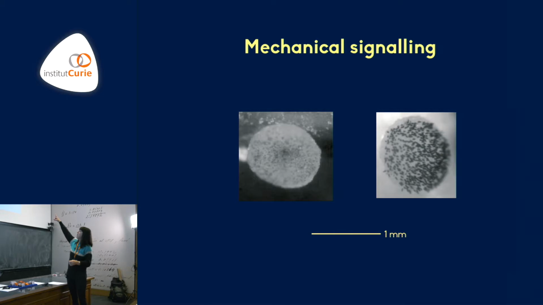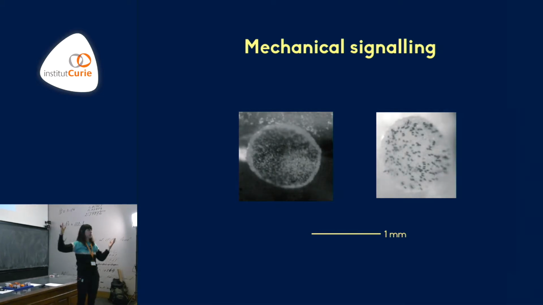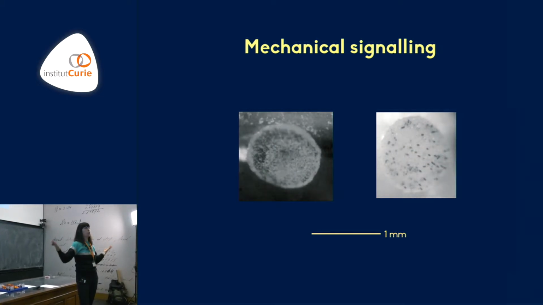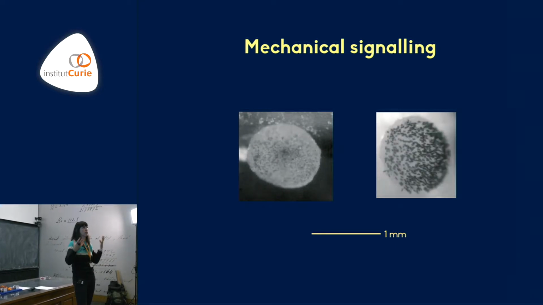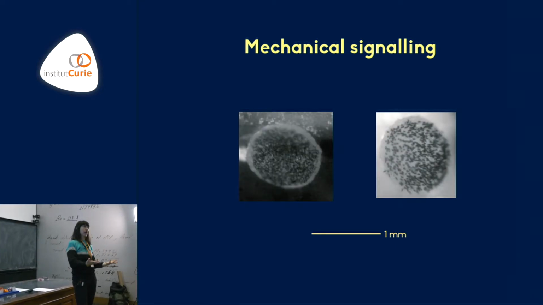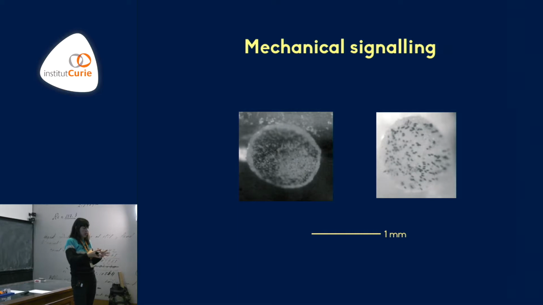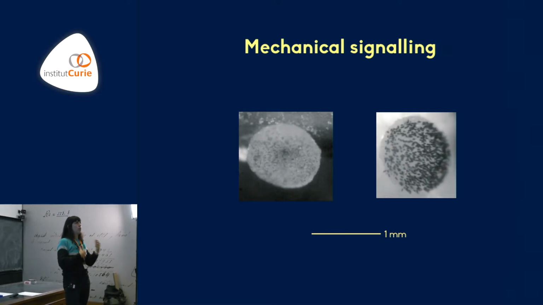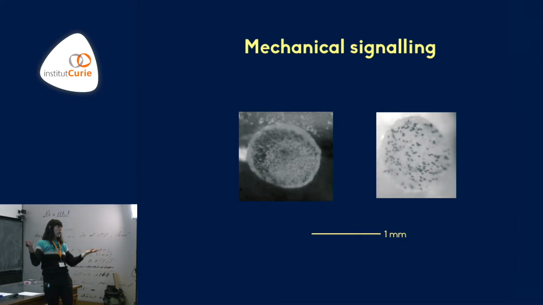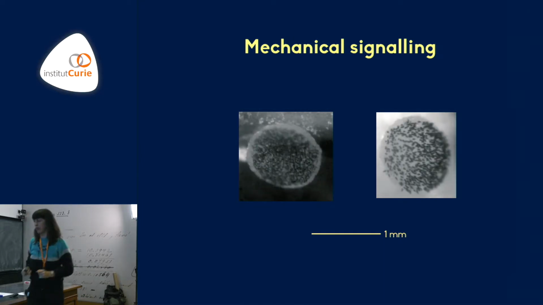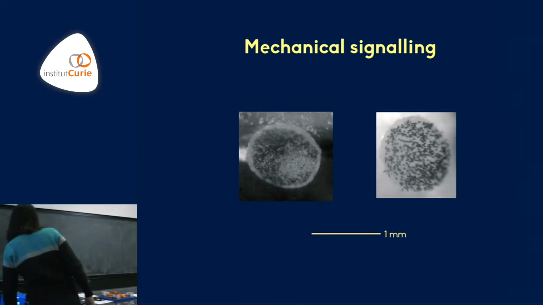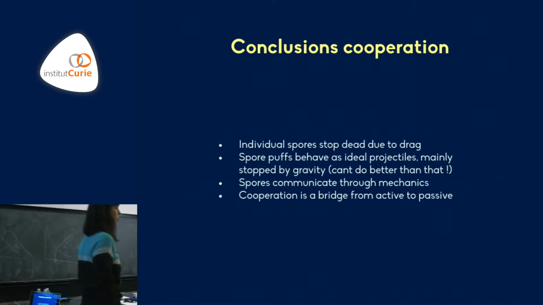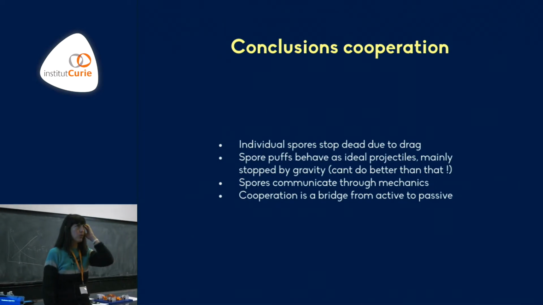Sometimes the wave is not there. So this is something that we're working on. What drives this wave or this communication? We think it's mechanics, because you see the fruit body sort of shrinking when more and more spores are ejected. We're working on this. Just an idea to throw there and to conclude. Okay. So this is the conclusion that I already gave you for this part.